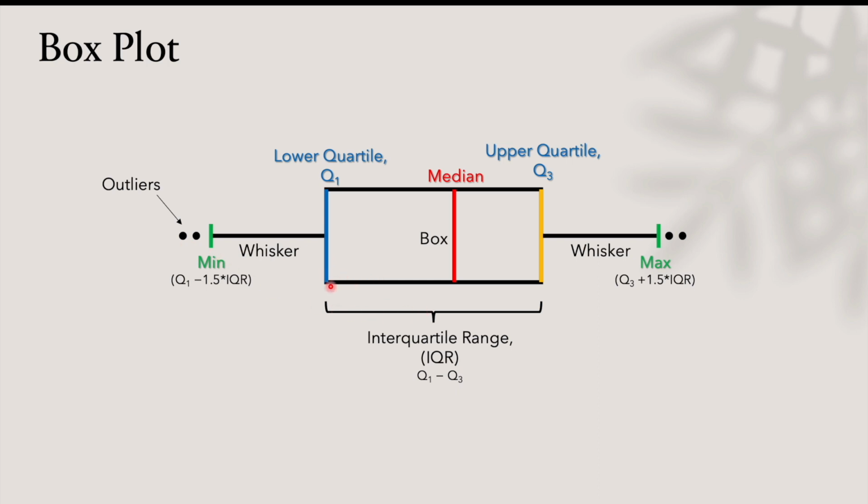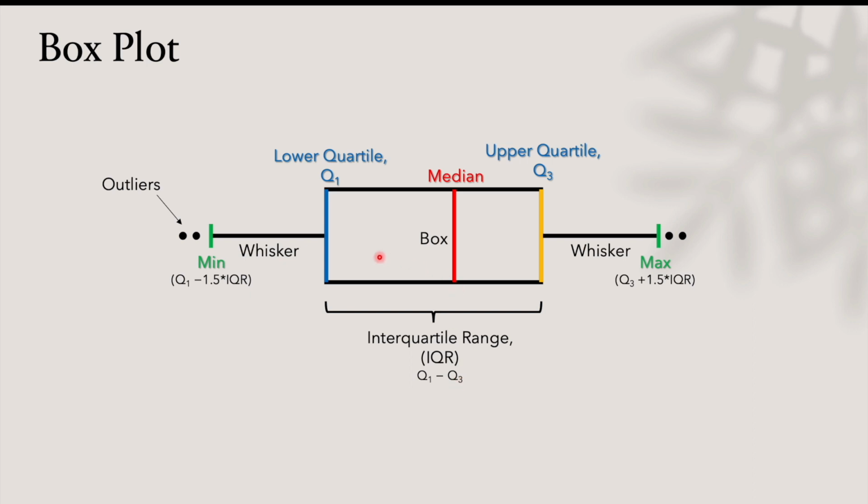And the length of this box plot is called the interquartile range. This is the range from Q1 until Q3. So it can be simply found by subtracting Q1 from Q3, right? And using this IQR, we can find this value: Q1 minus 1.5 times the IQR. And the maximum one is Q3 plus 1.5 times this IQR.